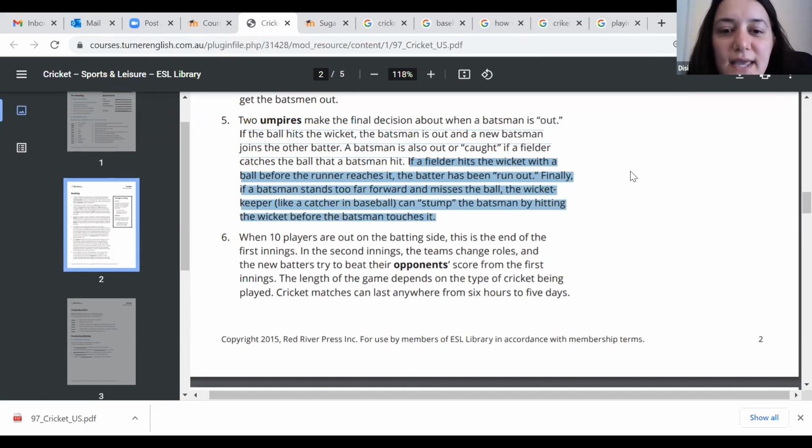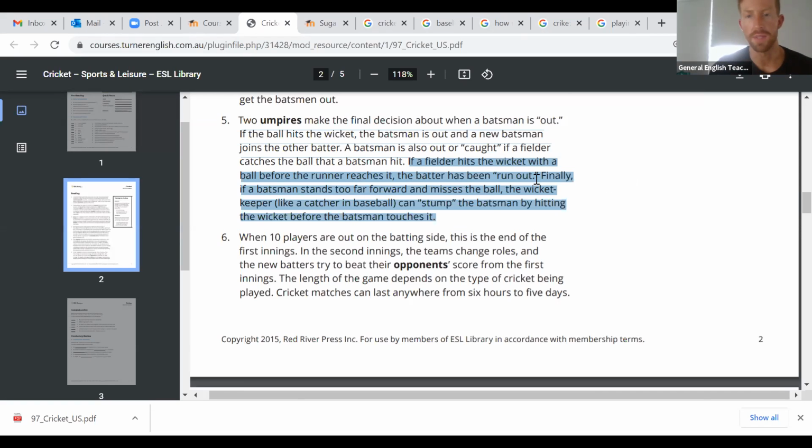If a fielder hits a wicket with a ball before the runner reaches it, the batter has been run out. Finally, if a batsman stands too far forward and misses the ball, the wicket keeper, like a catcher in baseball, can stump the batsman by hitting the wicket before the batsman catches it.